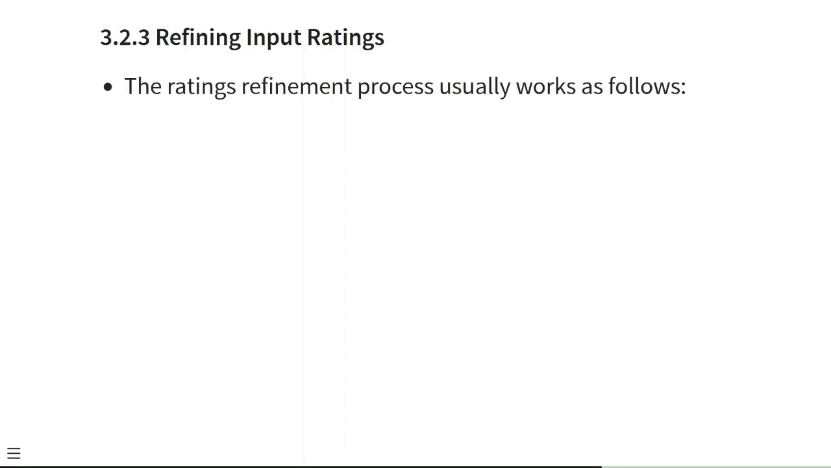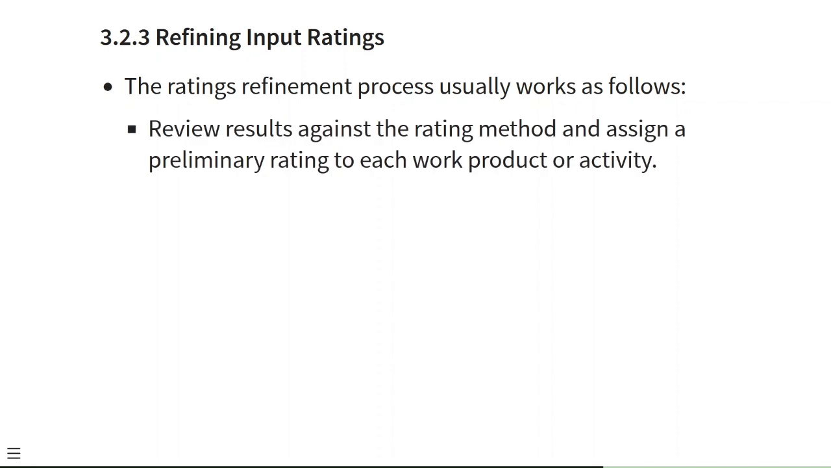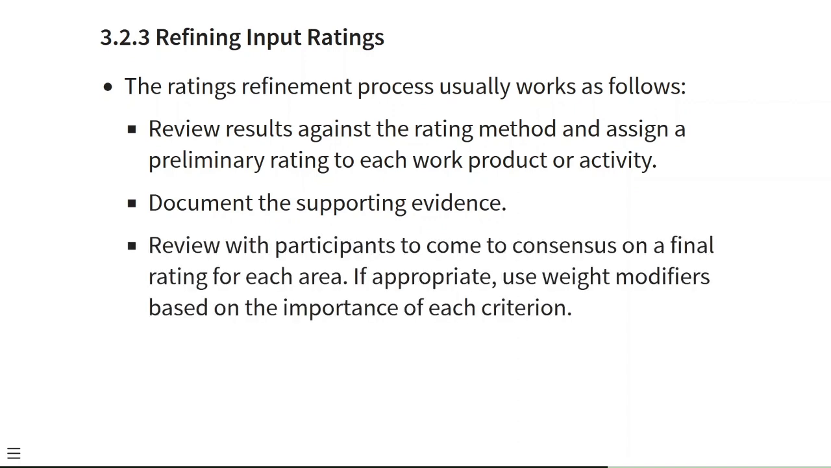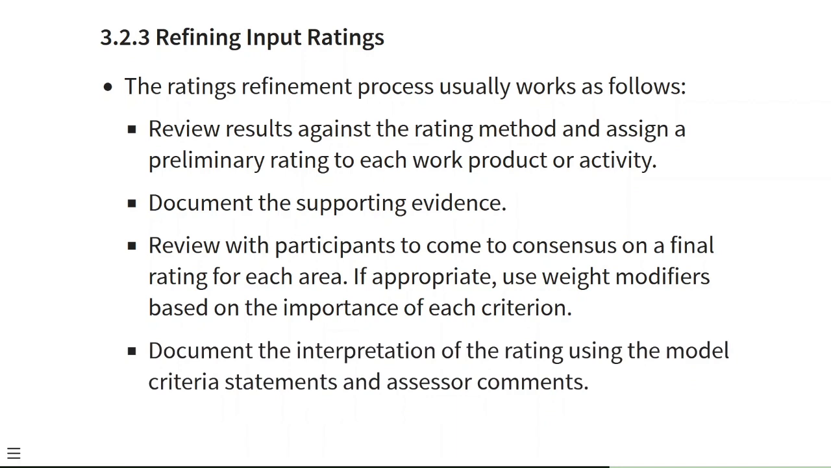The ratings refinement process usually works as follows. Review results against the rating method and assign a preliminary rating to each work, product, or activity. Document the supporting evidence. Review with participants to come to consensus on a final rating for each area. If appropriate, use weight modifiers based on the importance of each criterion. Document the interpretation of the rating using the model criteria statements and assessor comments.